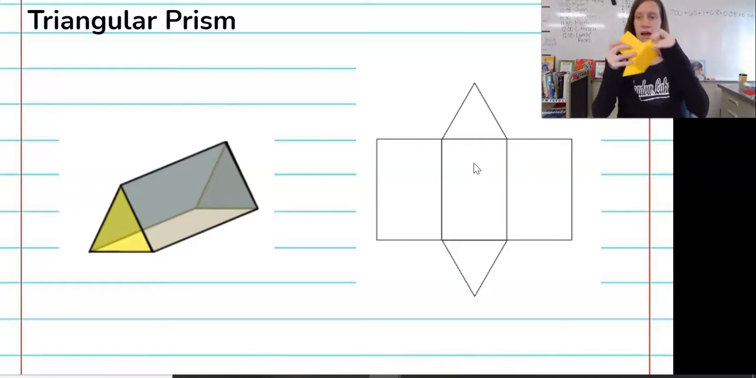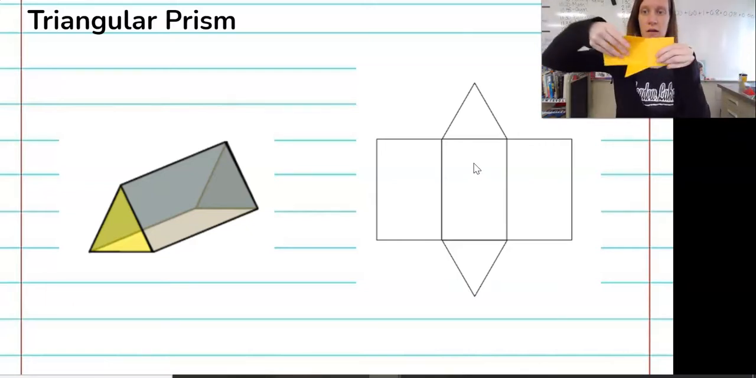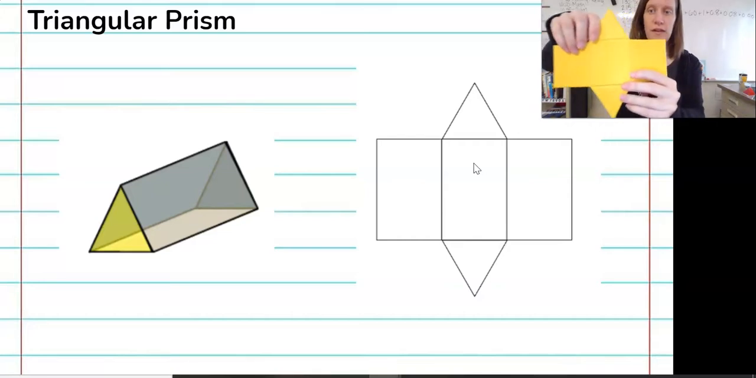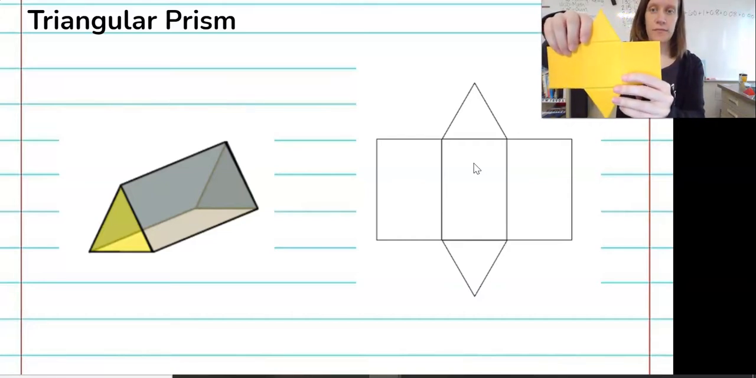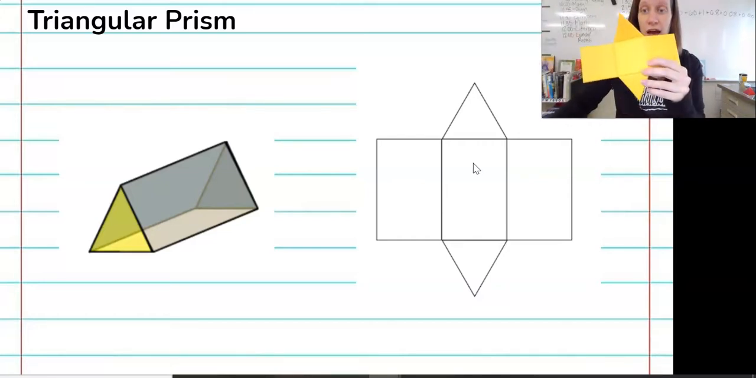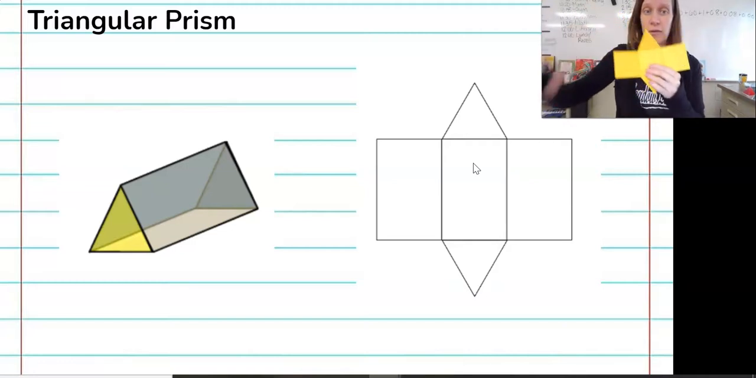And you can see I have that now right here too. So here it is, 3D. And then I can unroll it, and it looks just like the net that you see in the picture. So again, I know it's got 5 faces because it's got the 2 triangles and the 3 rectangles.